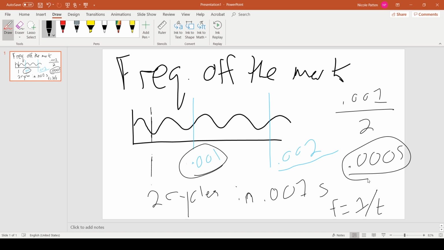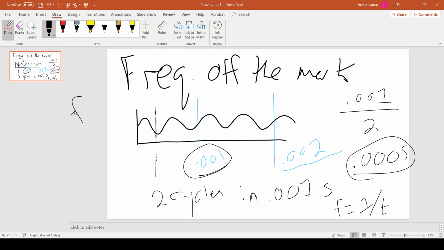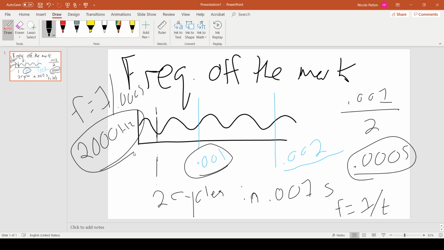I've run out of room to write, so frequency equals 1 over 0.0005. 1 over 0.0005 is 2,000 hertz. 2,000 hertz is your answer. Great.